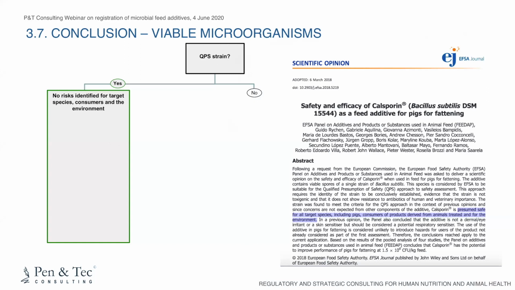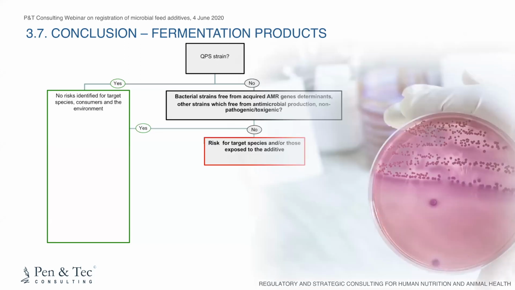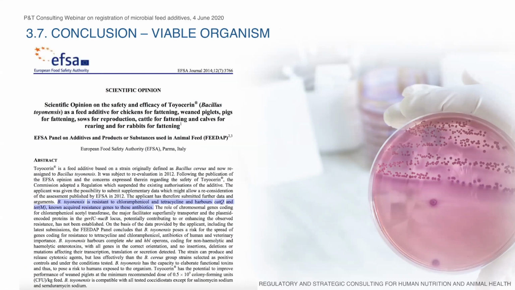On the other hand, bacterial strains carrying acquired antimicrobial resistance genes are considered to represent a risk. Also, other pathogenic, virulent, or toxigenic strains, and those capable of producing relevant antimicrobials, would be considered a hazard and are very unlikely to get authorized. Here you can see an opposite example of a negative opinion issued by EFSA for a microbial additive with acquired antimicrobial resistance genes identified. This product has been unfortunately removed from the market.